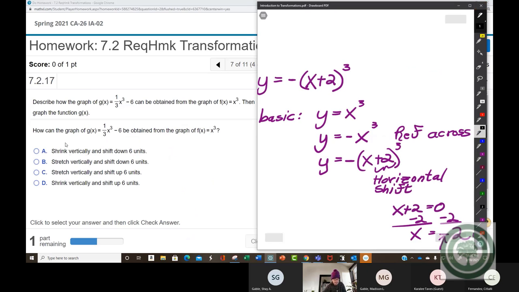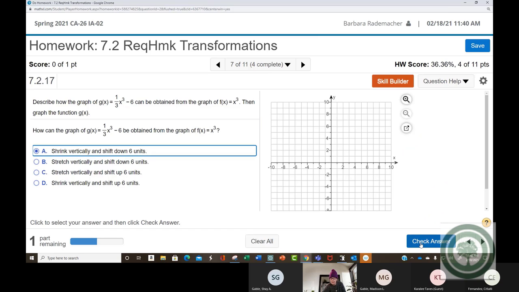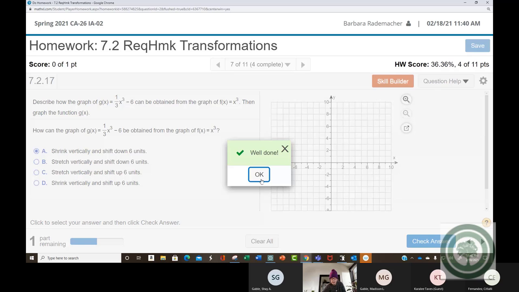So we go back here. How can the graph of this be obtained from the graph of that? So they give you the basic graph. Well, I'm going to shrink it vertically and shift it down 6 units. They don't even ask you how much. That's A. I'm going to click on A.